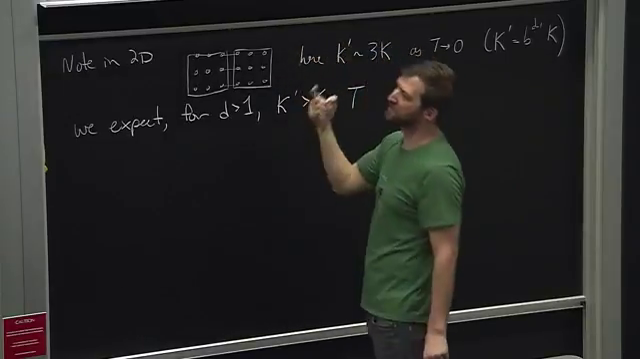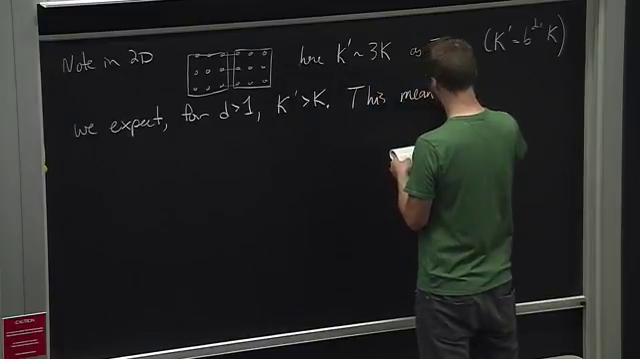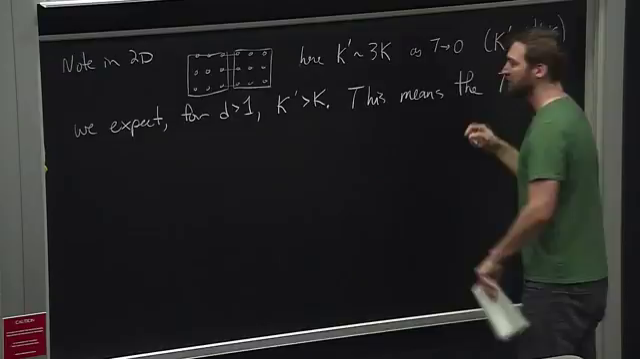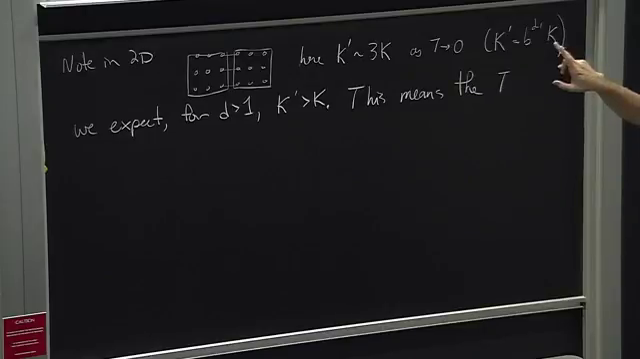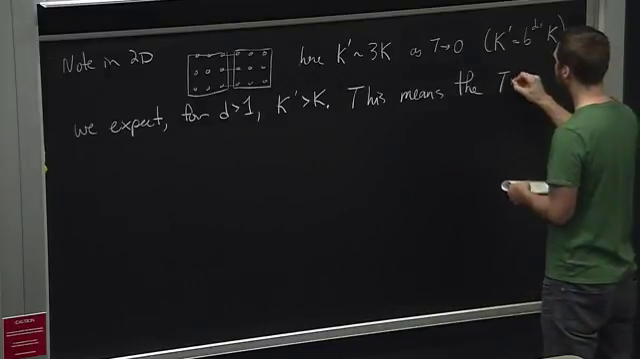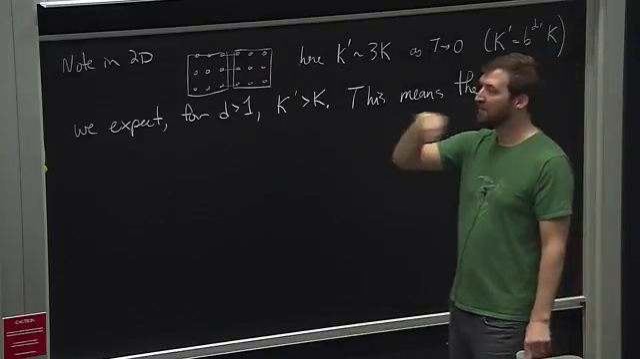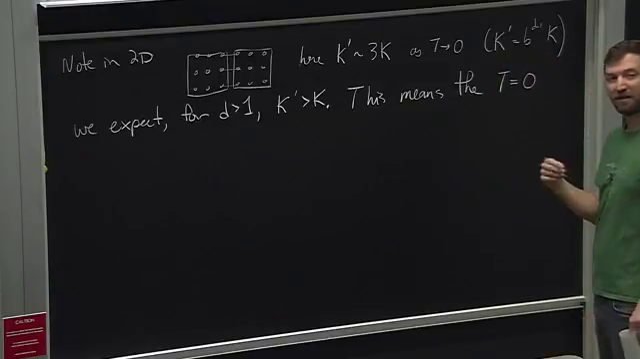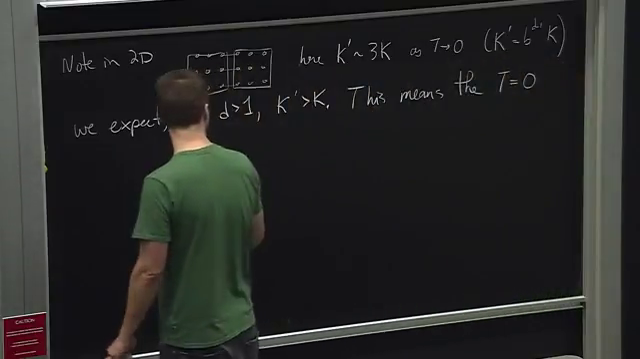But remember, K is like inverse temperature, right? So we're always increasing K, right? So it's like we're always decreasing the temperature as we do this transformation in higher dimensions. So it means that if we perturb ourselves away from that T equals 0 fixed point, the RG flow will push us back. So T equals 0 fixed point should be locally stable.